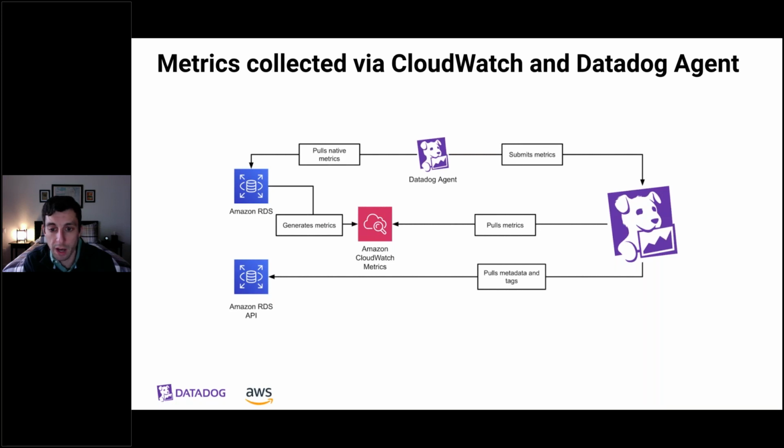And then another thing that we do is we also query various APIs to collect additional metadata and tags about your RDS instances and apply those to those metrics, even beyond what CloudWatch directly makes available. So hopefully that gives you a bit of an understanding of how we can pull in a wide variety of different metrics that are useful for monitoring your RDS instances.